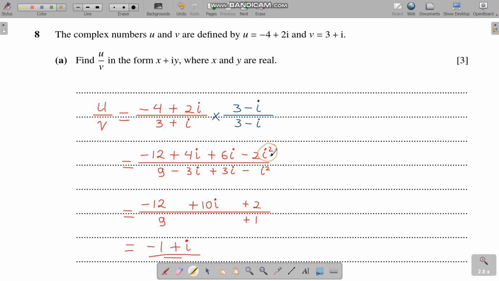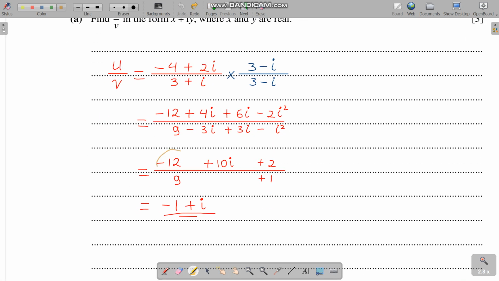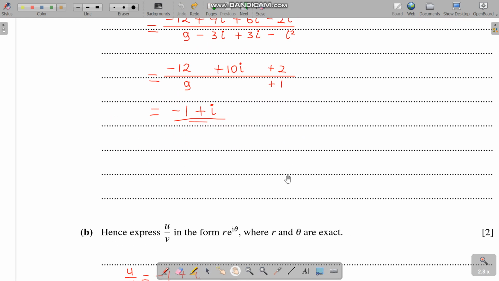I squared is minus 1, so that's why this is actually plus 2. I squared is again minus 1, so this is actually plus 1. So in the end we have, this is actually -10, and this is actually 10, so -10 over 10 is -1, and 10i divided by 10 is just i. So that's the final answer in the simplest form. Okay, that's u over v.